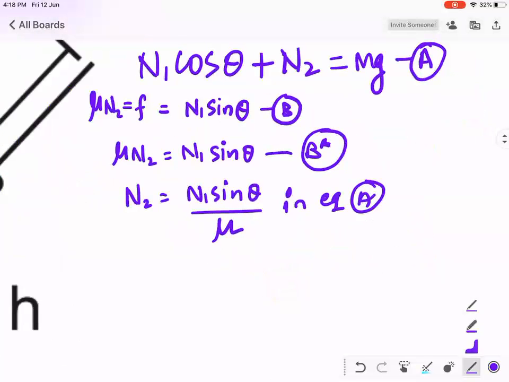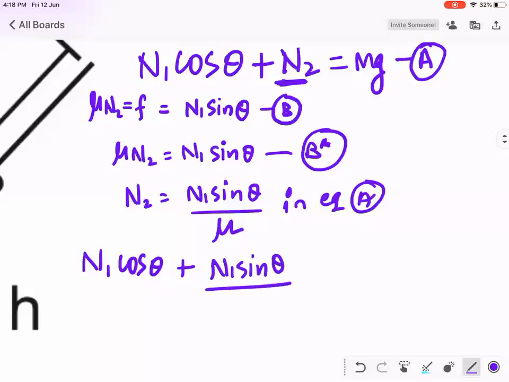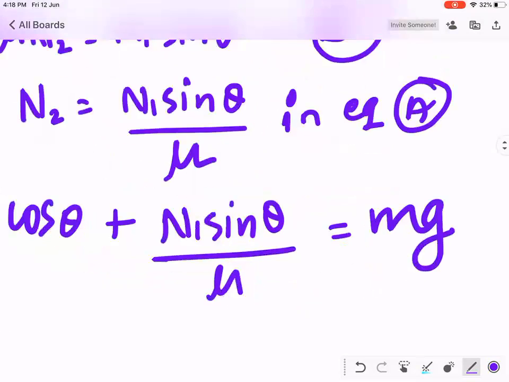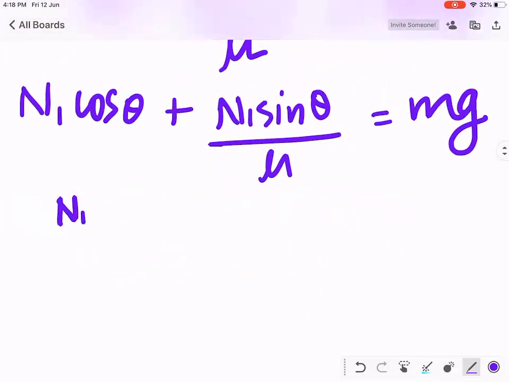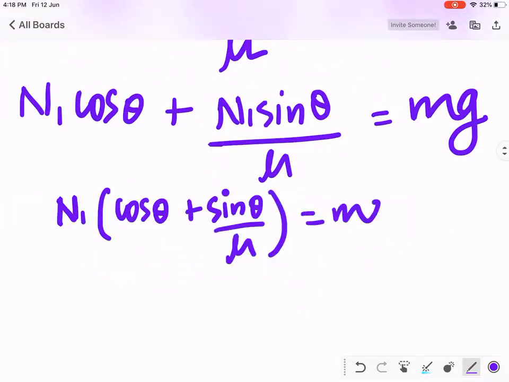Let's put this value in equation A. Equation A says N1 cos theta plus N2. At the place of N2, I am putting N1 sine theta by mu, is equal to mg. We got the value of N1. So we can take N1 common, and we get N1 times cos theta plus sine theta by mu is equal to mg.